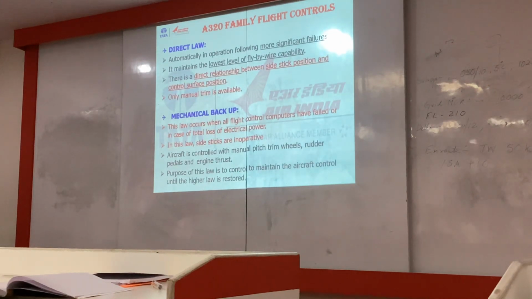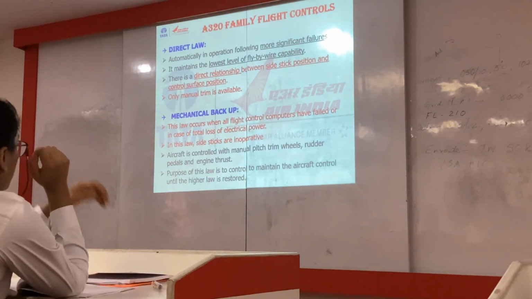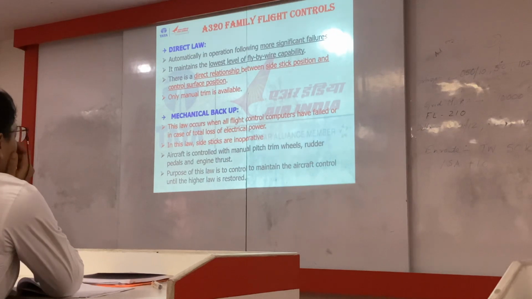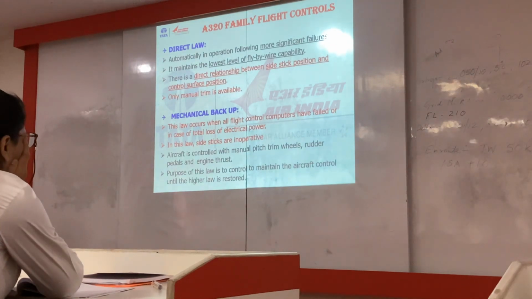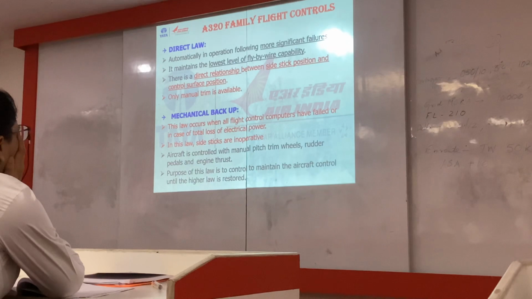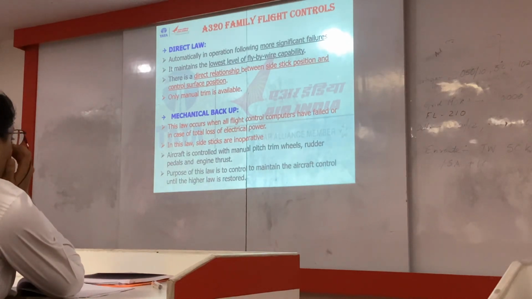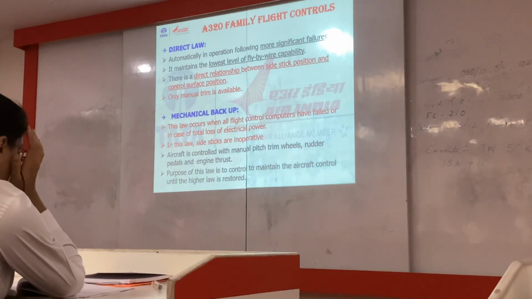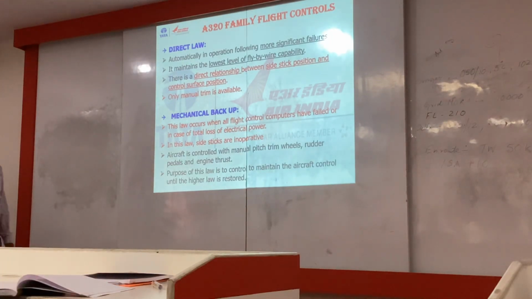Then comes the direct law. Direct law is automatically in operation following more significant failures. If a number of significant failures are there, it will go to direct law. It maintains the lowest level. This is almost close to conventional control. There is a direct relationship between the side stick position and the control surface. So basically there is no protection at all. In direct law, any protections? No protections. Only manual trim is available.